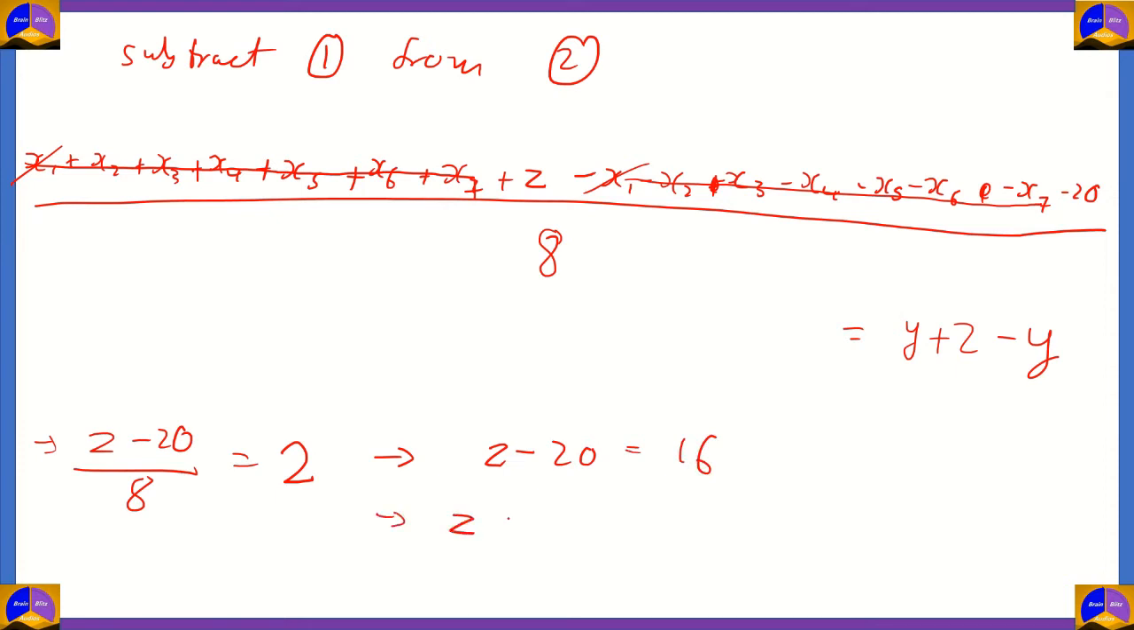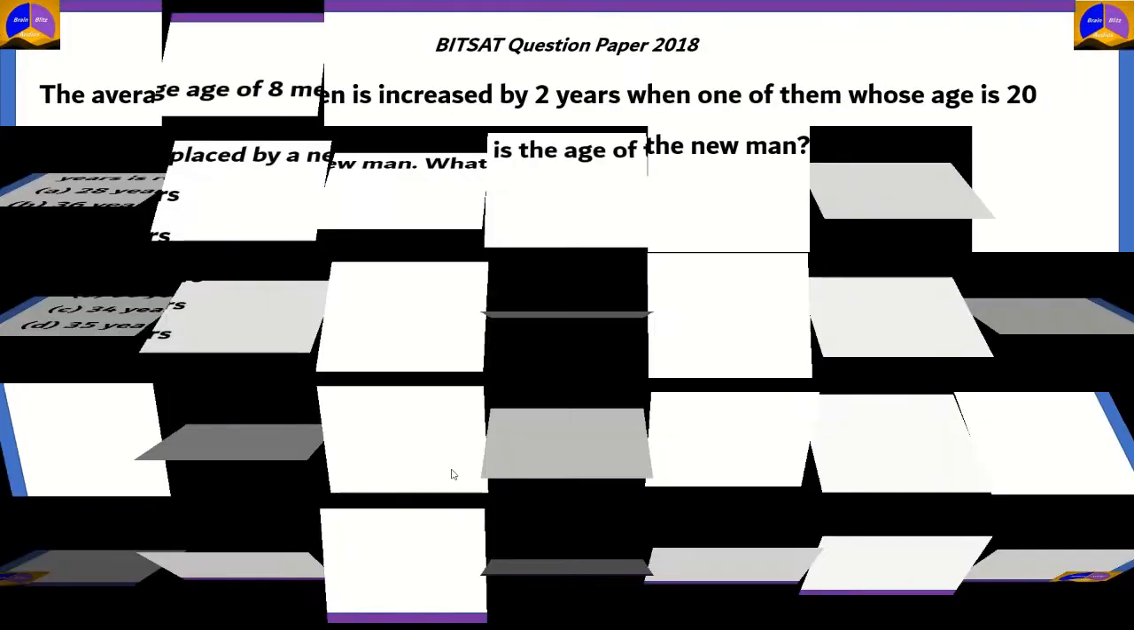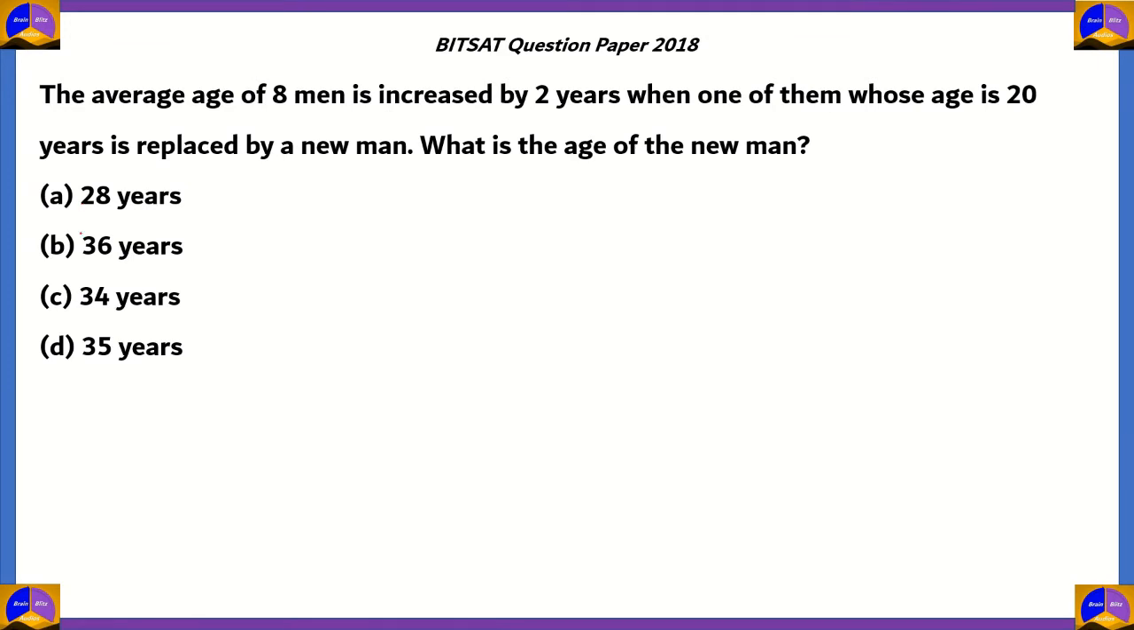So therefore, the age of the new man, that is z, equals 20 plus 16, that is equal to 36. So the age of the new person is 36. So therefore, if you're looking at our options, 36 is option B. So option B is the correct option for this question.